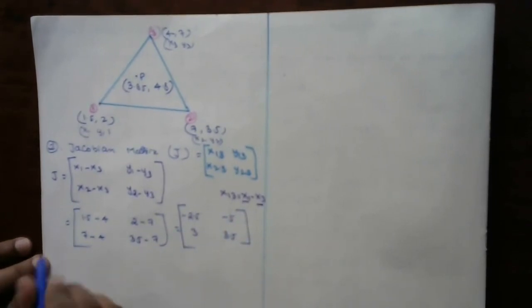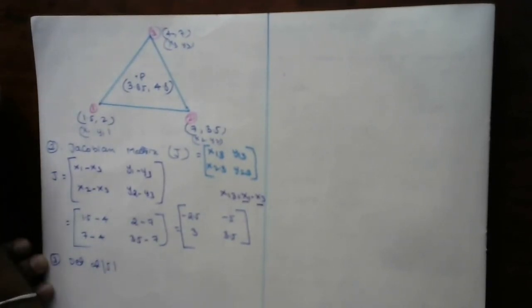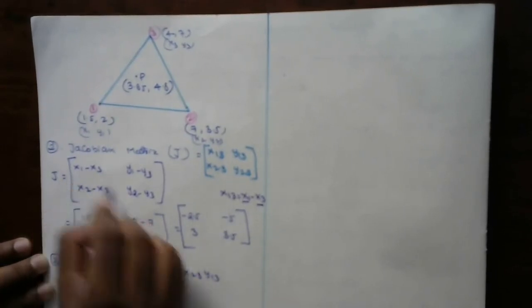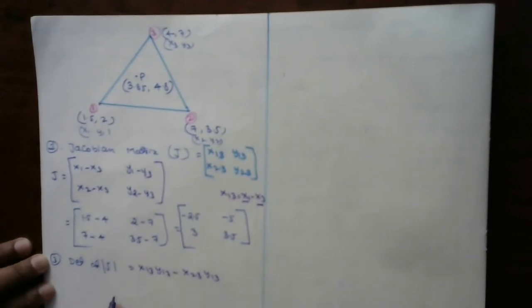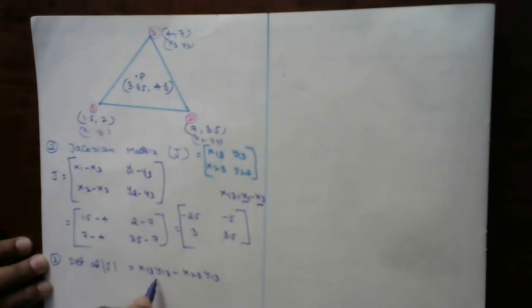Next, we need to focus on the next question, which would be the determinant of J. The determinant of J is equal to x13 into y23 minus x23 into y13. So this is the formula AD minus BC. If you have A, B, C, D as a 2 by 2 matrix, then the determinant of that matrix can be written as AD minus BC. Using that formula, it is possible to write x13 y23 minus x23 y13.